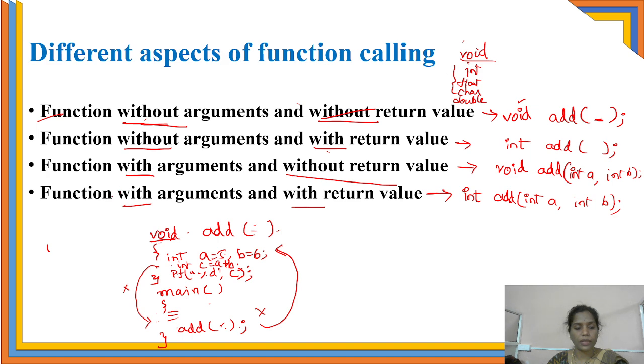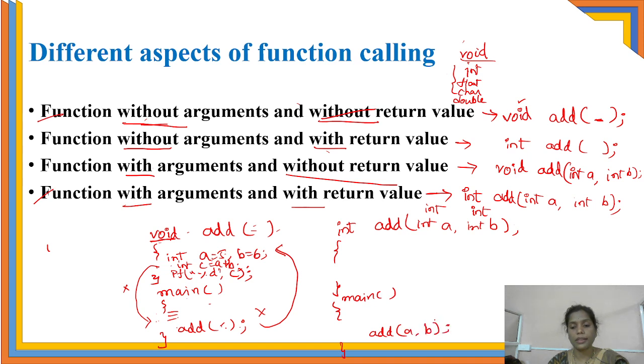So let's go with the fourth case, with arguments and with return type. With return type means int add, int a comma int b. You can write int also, no need to declare variables also. Then in main, just calling add of a comma b. These are the actual arguments which we are using in the main function. These are the dummy arguments.